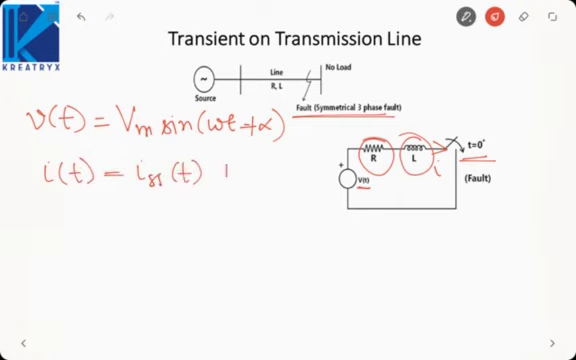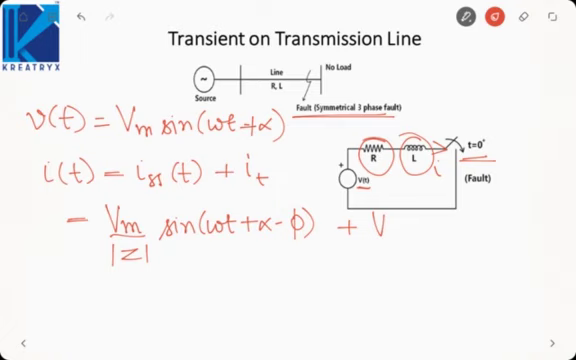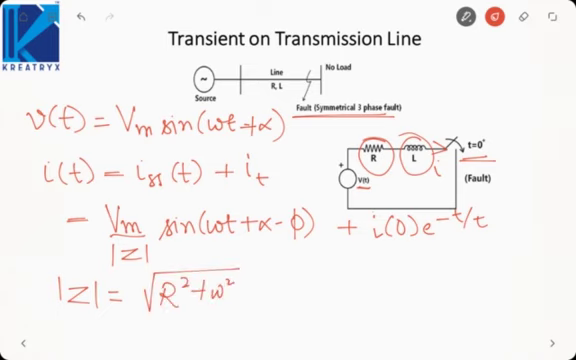Now, when we want to find the current flowing in the circuit, it will have two components. One will be the steady state current, the other will be the transient current. Steady state current will be given by Vm by mod Z sin(omega t plus alpha minus phi), and the transient current will be some initial value, let us say I0, e raised to the power minus t by tau. Here mod Z is actually the square root of R squared plus omega squared L squared. Phi will be tan inverse of omega L by R, and tau is actually L by R.